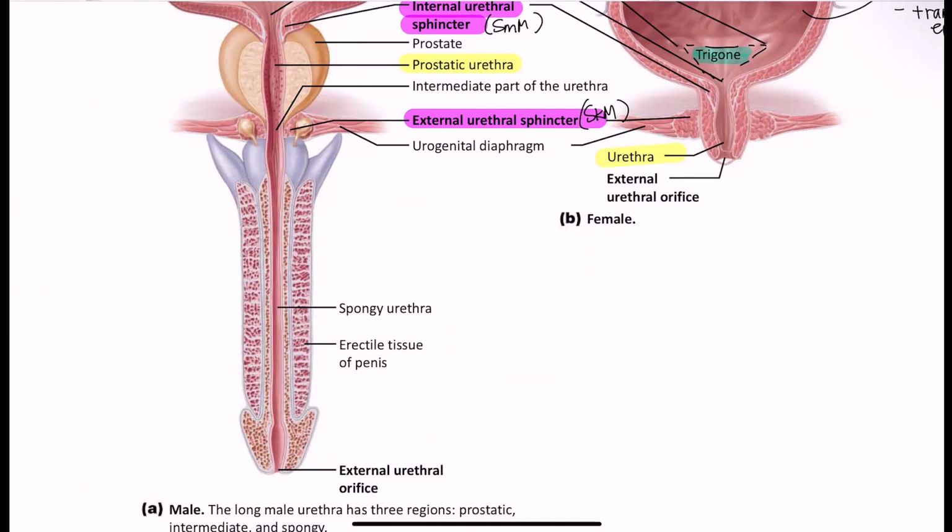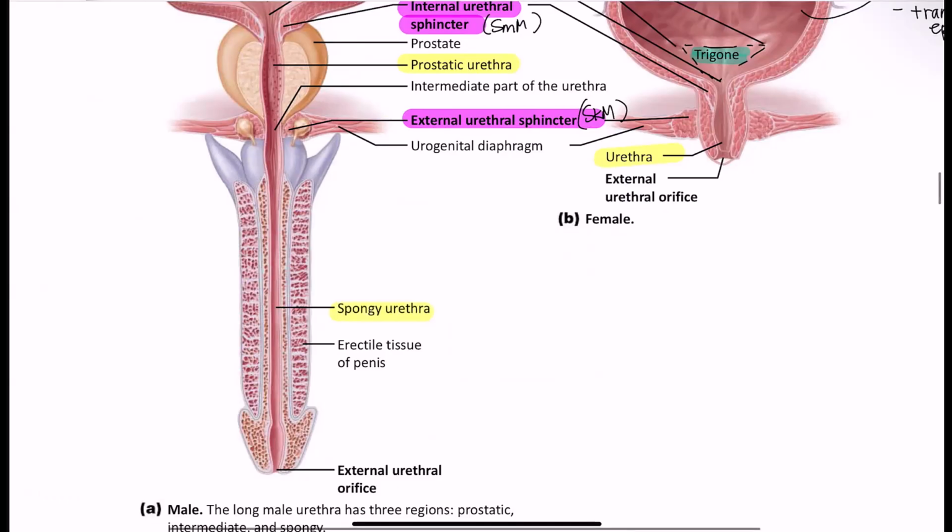When that urethra travels through the penis, that's composed of spongy erectile tissue, so we call it the spongy urethra. And then the part that's in between those, where it passes through the urogenital diaphragm, is called the intermediate part of the urethra. And then, of course, the exit point is called the external urethral orifice, both in male and female anatomy. For males, that's at the end of the penis, and for females, that's just at the end of the urethra. Both of those are at the end of the urethra.